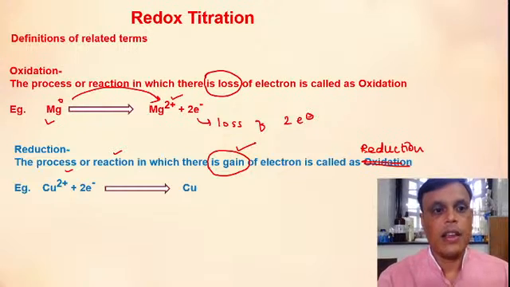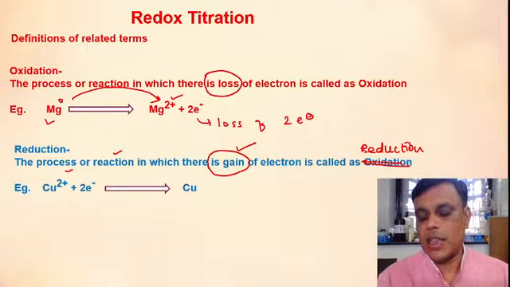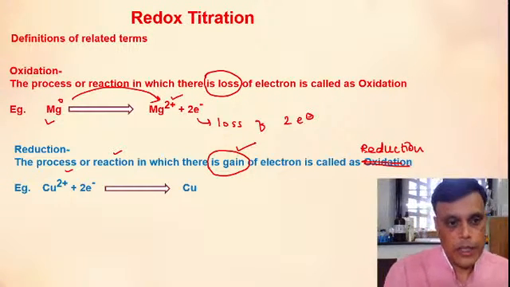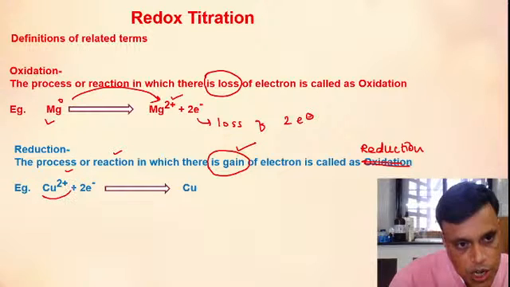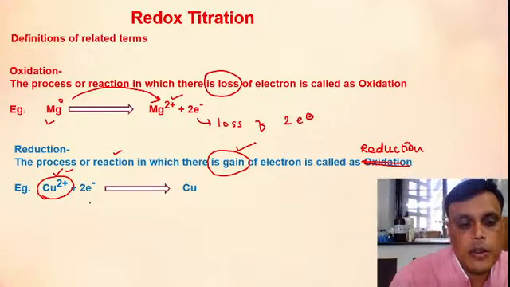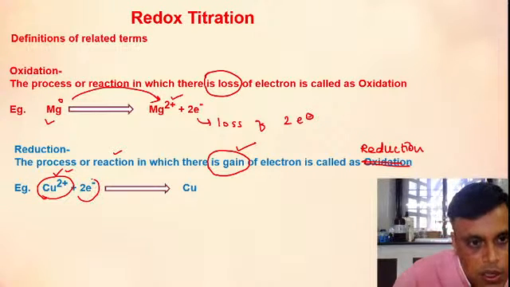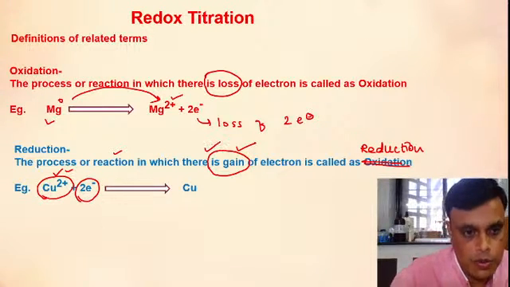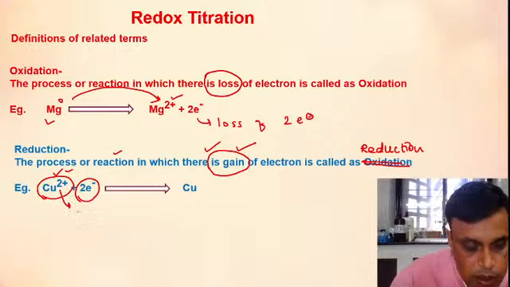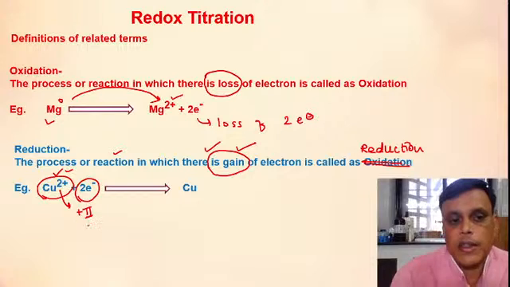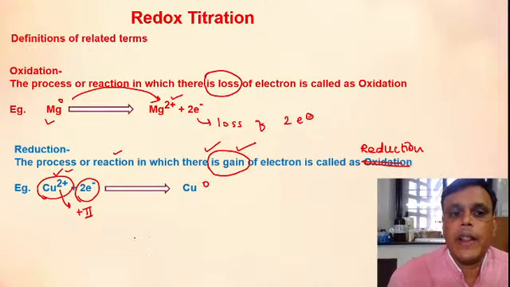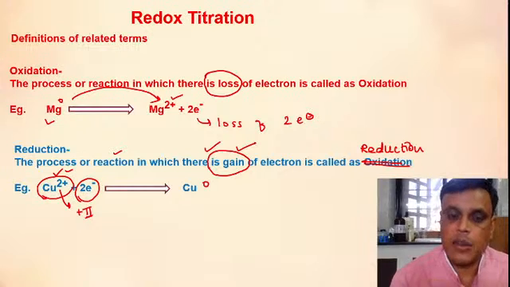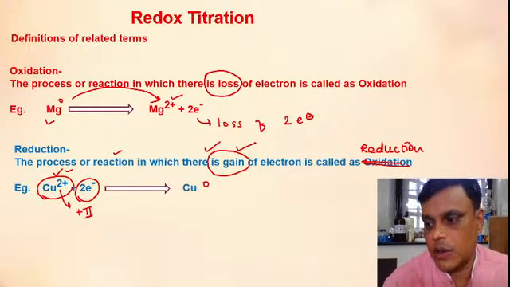One more definition: when there is a decrease in positive oxidation state, then it is called a reduction process. See here, for example, copper 2 plus. Here the charge on the complex is 2 plus, and here there is a gain of 2 electrons, so it is a reduction process. Another way: the charge on the complex is plus 2, and here it is 0. So when there is a decrease in oxidation state or a decrease in positive charge, it is also called a reduction.